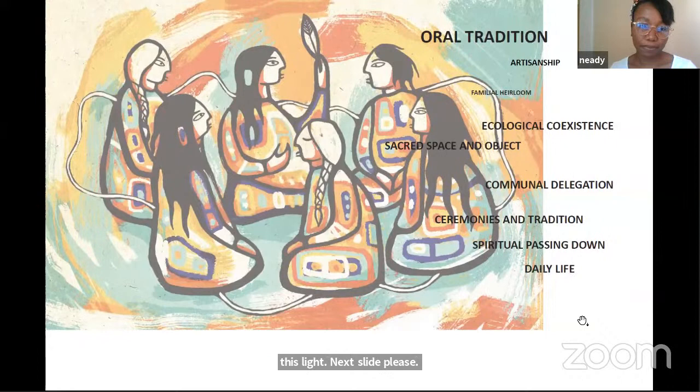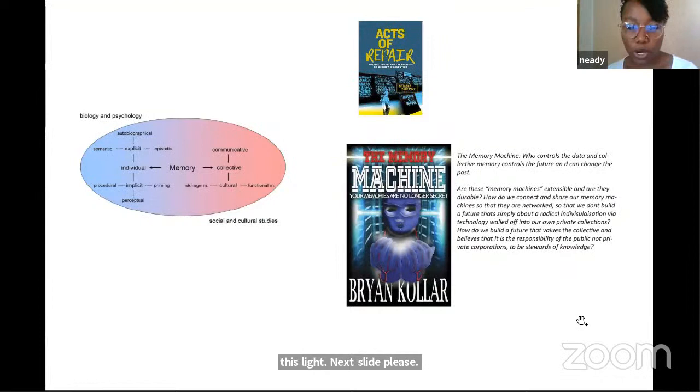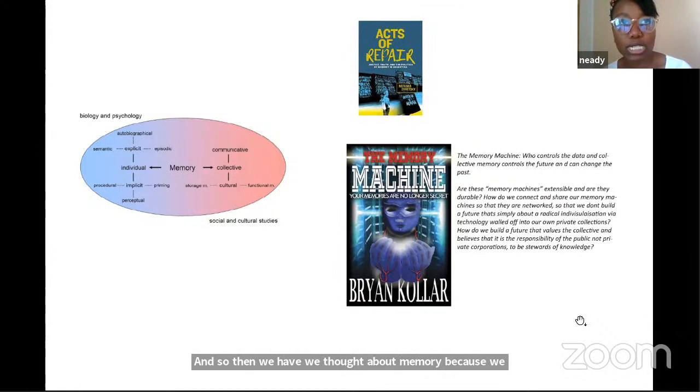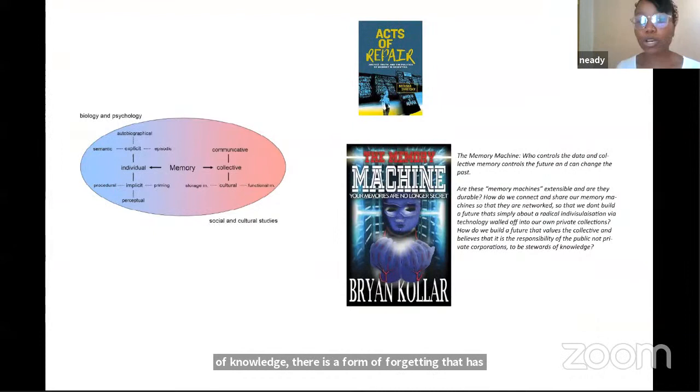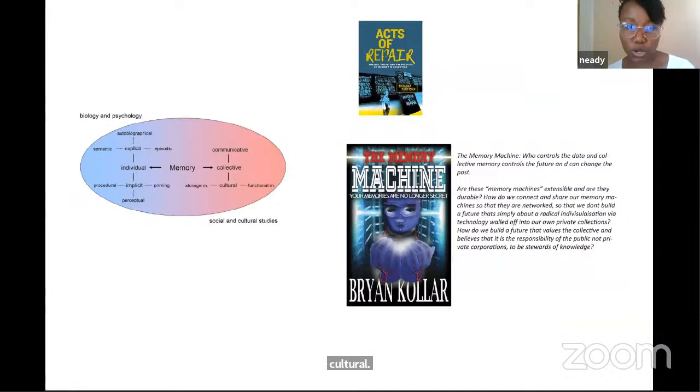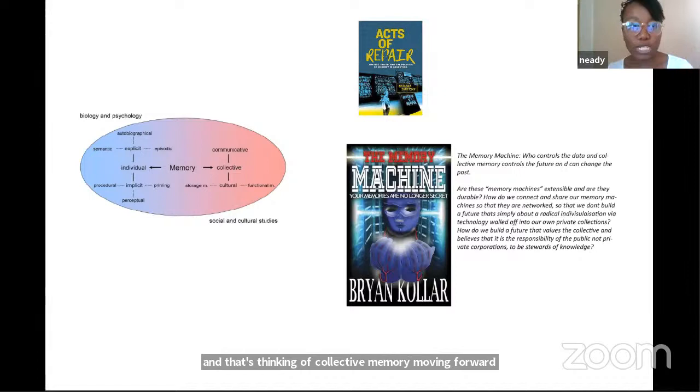And so then we thought about memory, because we had come to the conclusion within the discussions that there is a form of memory loss or a form of forgetting that has happened, especially with those of us who have interacted with formal systems of knowledge. If you think about memory in terms of biology and psychology and social and cultural, the tenet of memory is it's either individual or it's collective. We thought more of thinking around collective memory, and thus thinking of collective memory moving forward. Collective memory that we've interacted with, that has been passed down on us, and rethinking this memory and moving forward to the future with it.